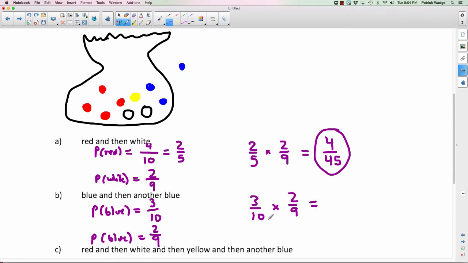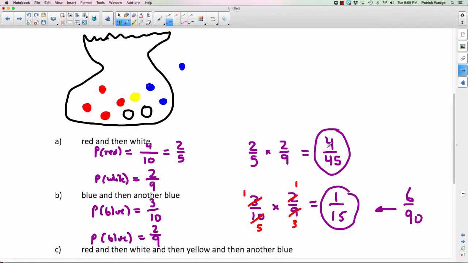Oh my gosh, you know what would be beautiful to do right here? I would love it if we did some ninja slicing. Look at this. 3 and 9 become 1 and 3, because we can divide them both by 3. 10 and 2 become 1 and 5, because I can divide both of those by 2, and I'm good to go. 1 times 1 is 1, 5 times 3 is 15. Oh, if you can remember your ninja slicing, it will help you out in this section. If you didn't do that, of course, you would have gone 3 times 2 is 6, and 10 times 9 is 90, and then you would have had to put it in lowest terms, and you would have gotten 1 over 15.